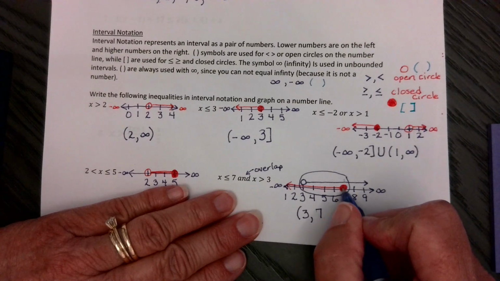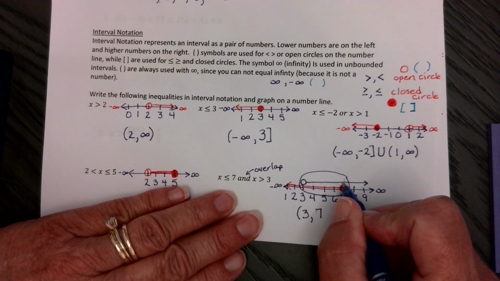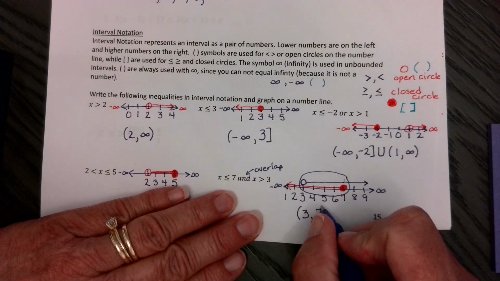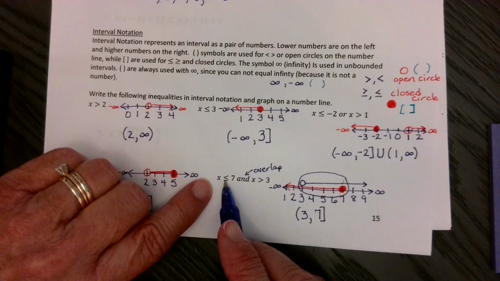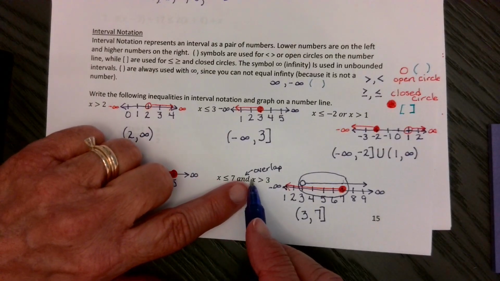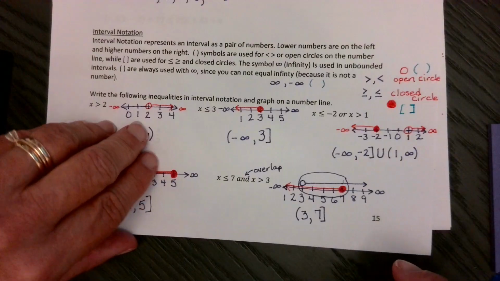But it goes to 7. 7 is in both of them. It's here, closed circle, and it's closed there. So that's going to be a bracket. And again, 7 is less than or equal to 7, and 7 is greater than 3. All right.